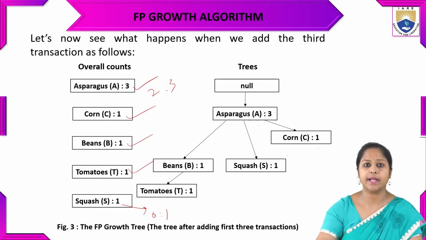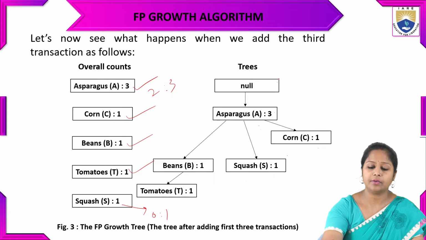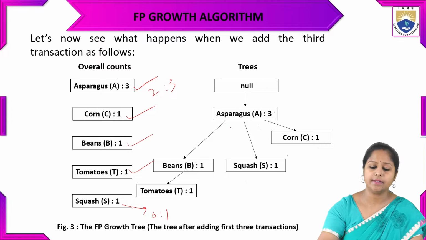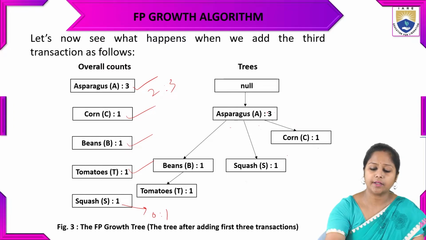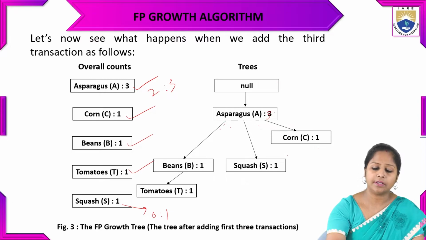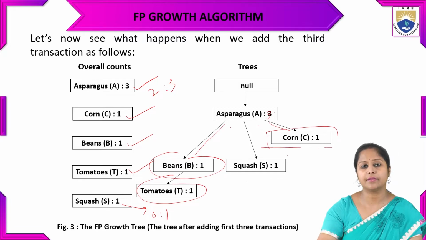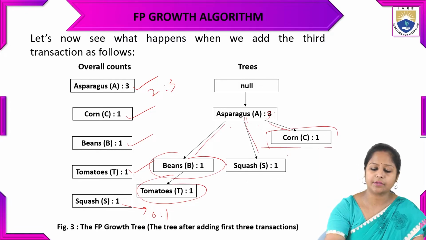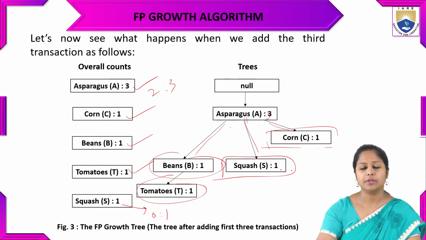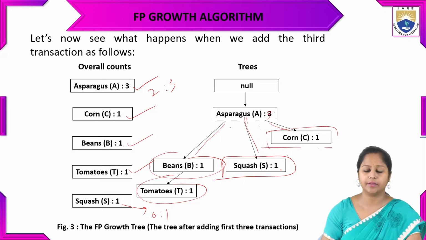So now we will construct the FP tree for that. From the null node, the asparagus node will be added. That was 2 earlier, now we have to increase the count to 3. Now on the left-hand side the beans and tomato subnodes will be the same as earlier. Here the corn was there as 1. Now we have to add the squash, so here we will add the squash with a support count of 1. So that is the tree after the 3 transactions.